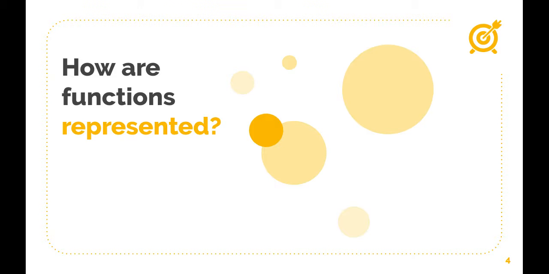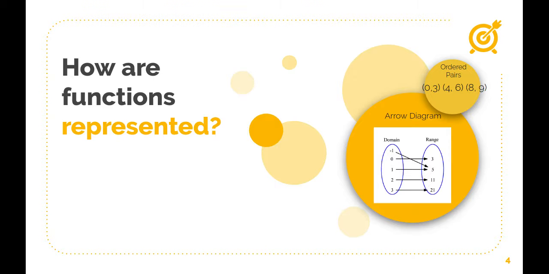How are functions represented? I just showed you that they could be represented as ordered pairs or coordinates, such as (0, 3), (4, 6), or (8, 9), but you can also turn it into an arrow diagram where there's like two ovals and you put all of the x coordinates or the first number in your ordered pair on the left side, and you put all of your outputs on the right side. And then you draw arrows to where your numbers on the left meet up with the ones on the right.